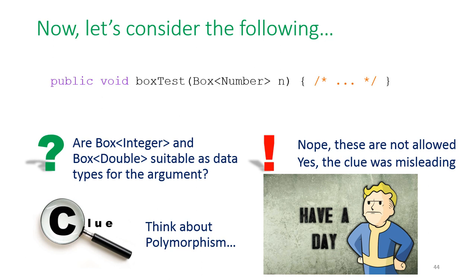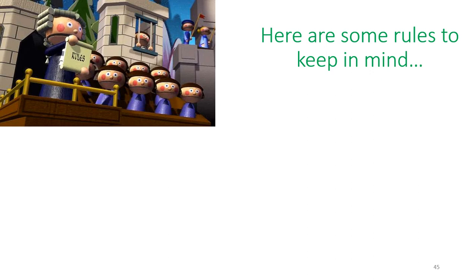The clue was misleading, leading you to think about polymorphism and draw some analogy was indeed the problem, because polymorphism is not going to work the same way here, because there are different rules about inheritance that apply. More specifically, a box of number cannot be seen as a superclass of box of integer or box of double. So we're going to dig into those rules right now.